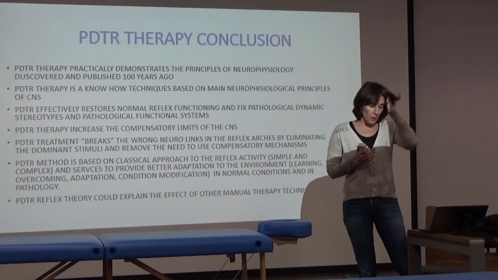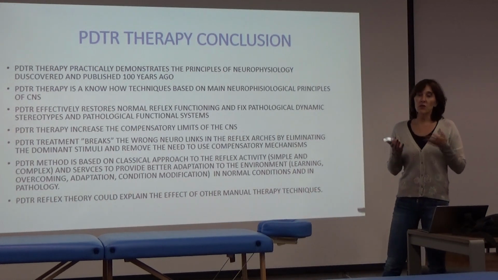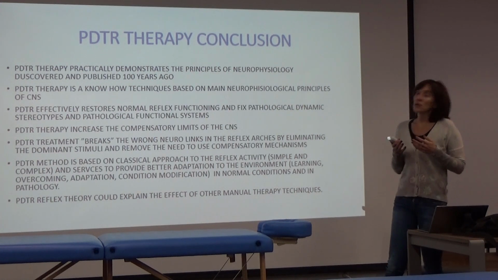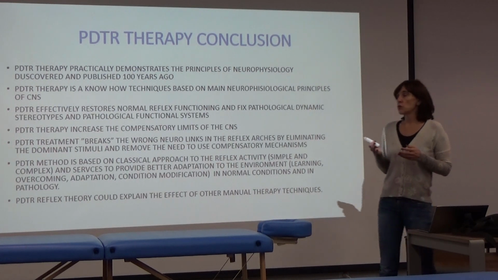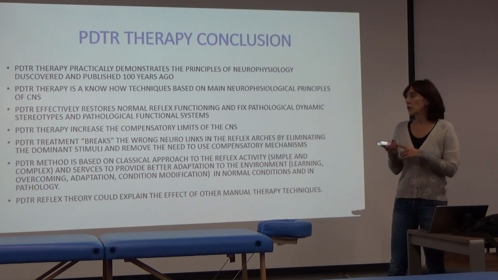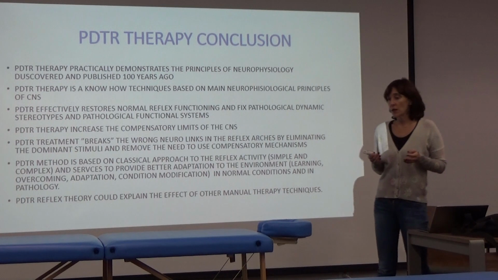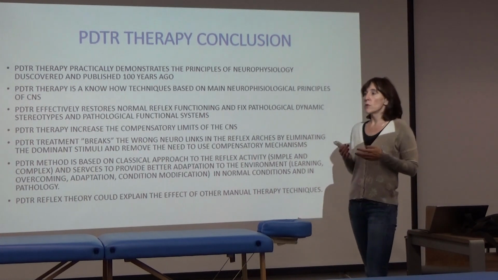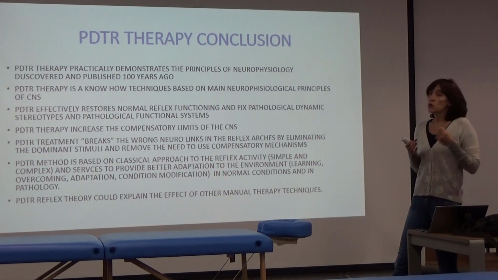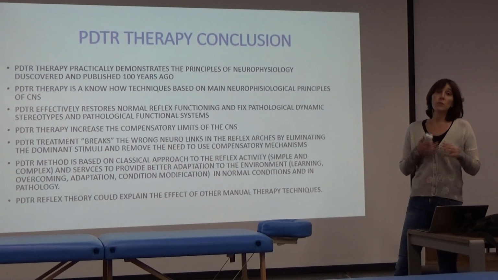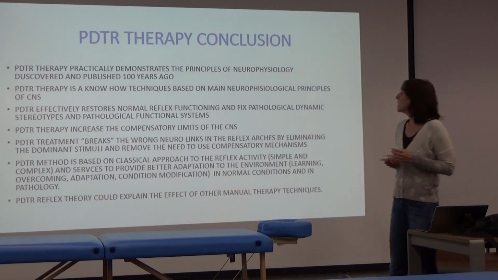And this is important to mention, because when manual therapists say, okay, we treat, we don't really treat. We increase the compensatory capacity and compensatory limits of the central nervous system, because every day we are exposed to life, and life is changing every day, and we could have traumas, we can have bad events in our life, we can have different changes all the time. We are completely unstable, and we are exposed to different negative and traumatic effects. So we need to have enough compensatory capacity to be able to adapt to all those kinds of changes. So PDTR increases the compensatory limits of the central nervous system.